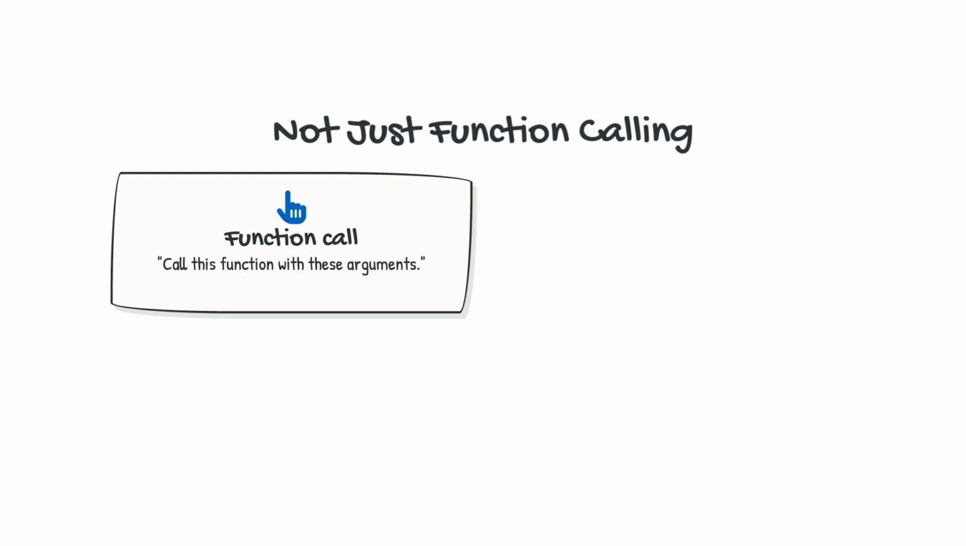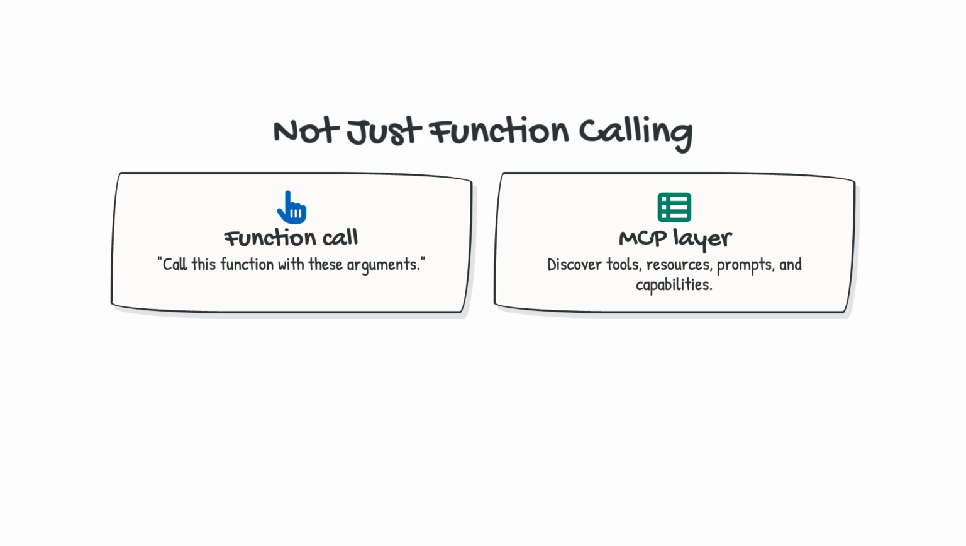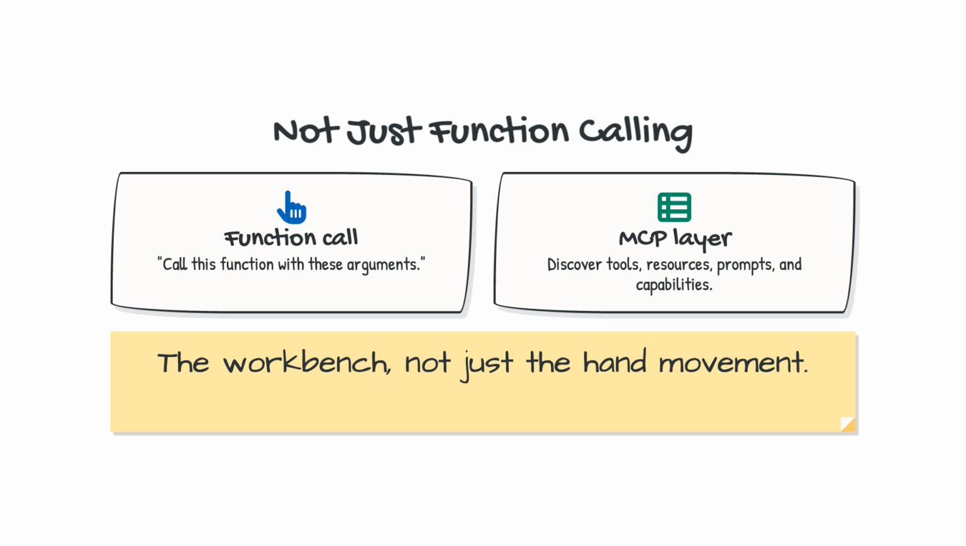So is MCP just function calling? Not exactly. Function calling is the model saying, I want to call this function with these arguments. That is useful, but it is often wired into one application. MCP is the adapter layer around tools and context. It lets a host discover tools, read resources, use prompts, negotiate capabilities, and communicate over STDIO or streamable HTTP. Function calling is one-hand movement. MCP is the workbench where the hands find the right tools.